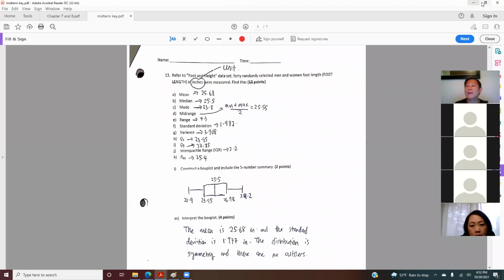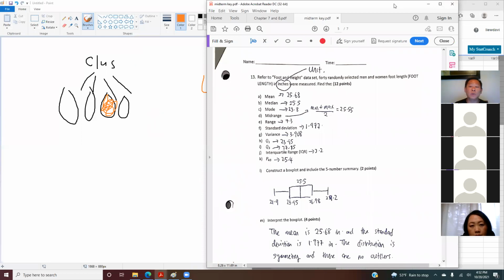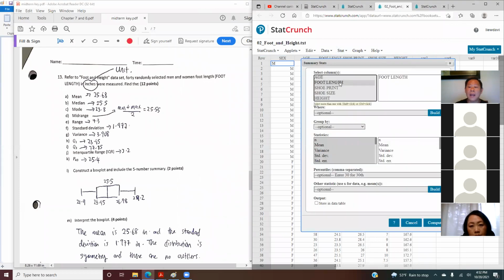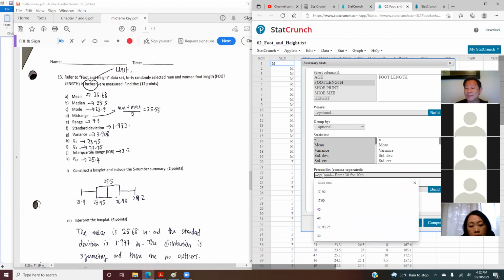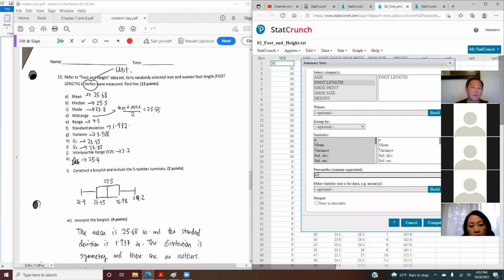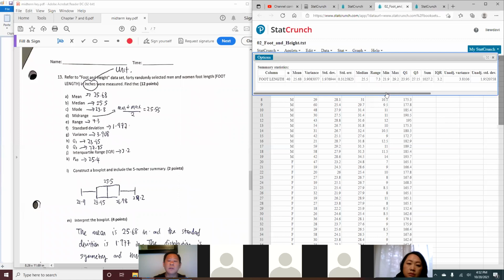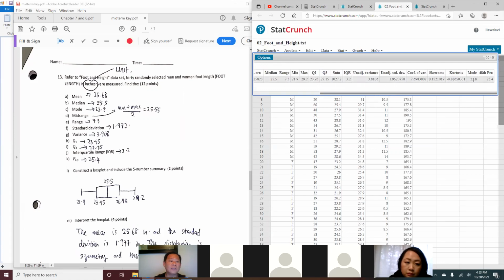And how do we find the mean and everything is we will use Stat, Summary Stats, Columns, and we concentrate on foot length. And we're going to do all of this. So I do Control A. Control A means everything. And this question wants us to find percentile. So you actually have to type in the percentile here, which is 48, because the question here is asking for the 48th percentile, and you hit compute. So this table will give you all the information here. So the mean in this case is 25.68. The median is 25.5. The mode, which is at the end here, 23.8.